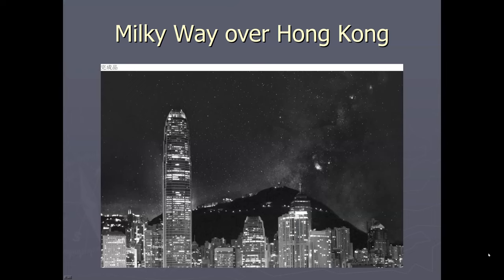Now, here is a picture taken by the best Milky Way expert in the world. I call him the best Milky Way expert because he took this photo in Hong Kong. We know that Hong Kong is the most light polluted city in the world. Bright lights everywhere you look. And yet, this guy managed to take a picture of the Milky Way. This is quite a big accomplishment, and I admire the guy.